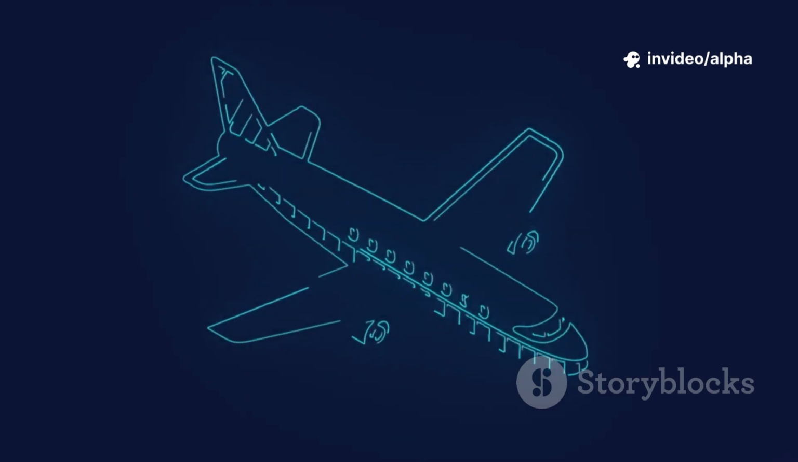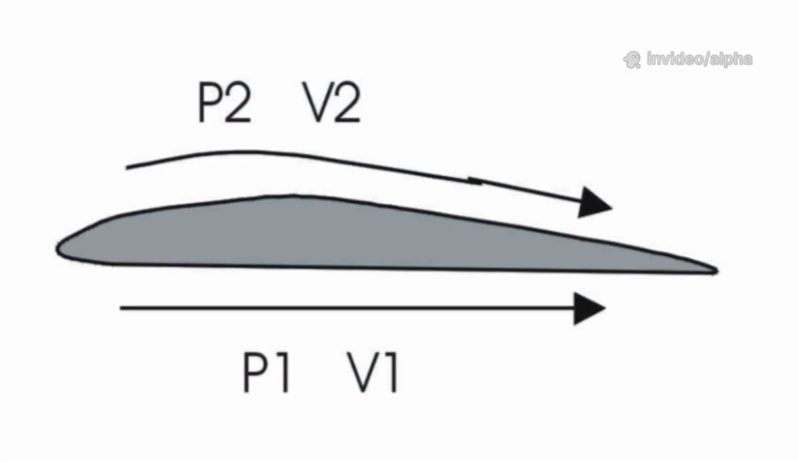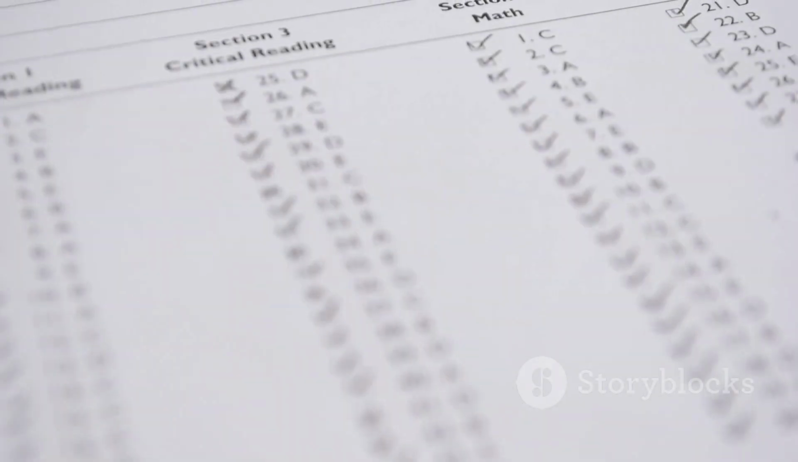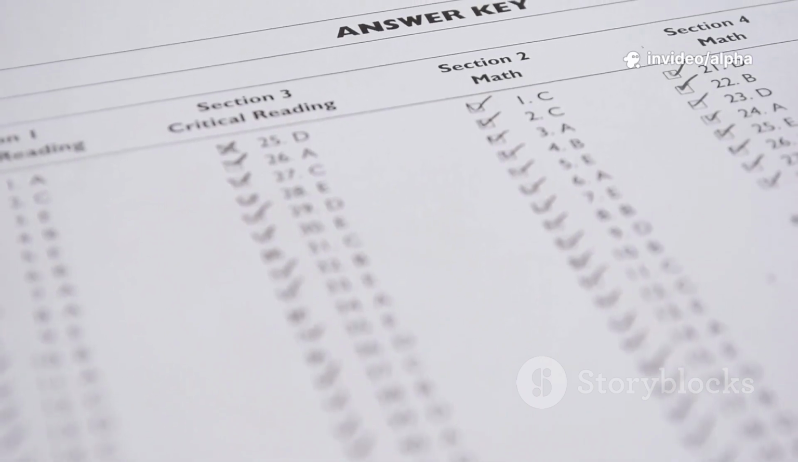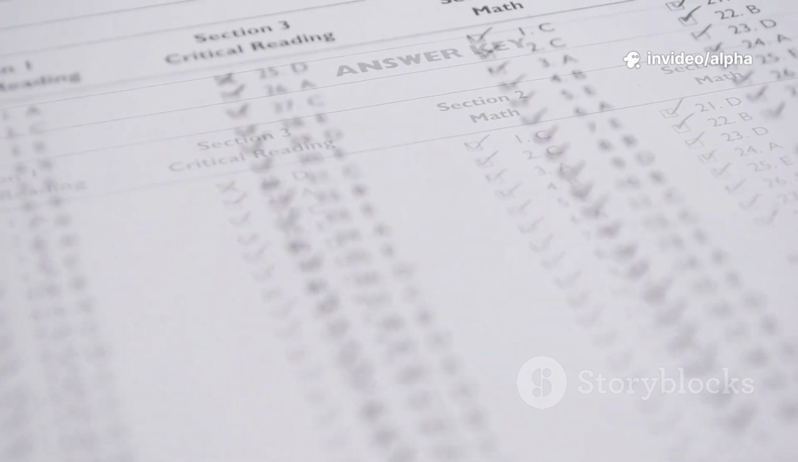Q1. According to Bernoulli, which statement about airflow over an airfoil is correct? Reference the diagram, upper stream labeled P2V2, lower stream labeled P1V1. A. Static pressure is higher above. B. Velocity is higher above, pressure lower. C. Velocity is lower above. D. Pressures are equal above and below.